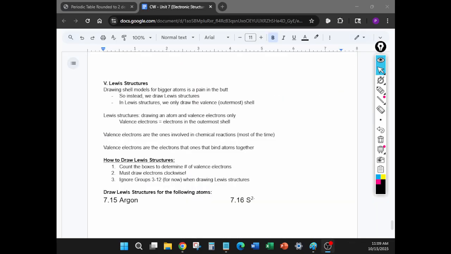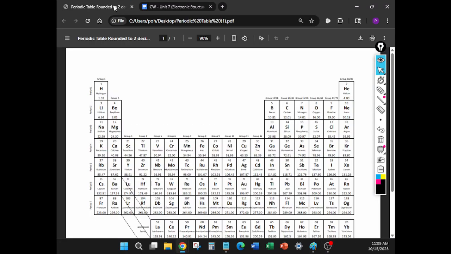All right, so the last section is we're going to be drawing these things called Lewis structures, and very simply put, they're easier ways to draw the atoms than the shell model. Okay, so don't draw this next part. I'm just trying to prove a point to you. But we learned about how each row represents a different shell, right?